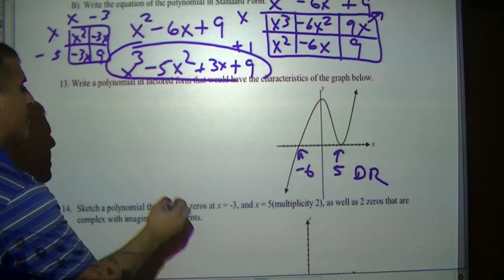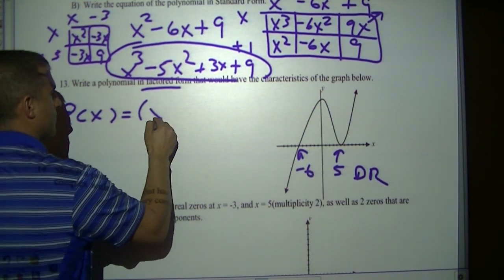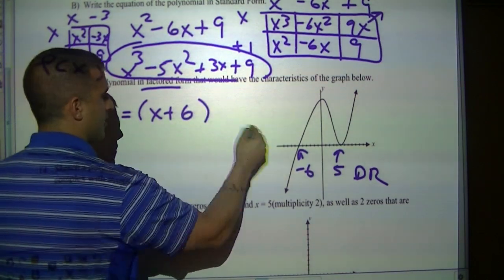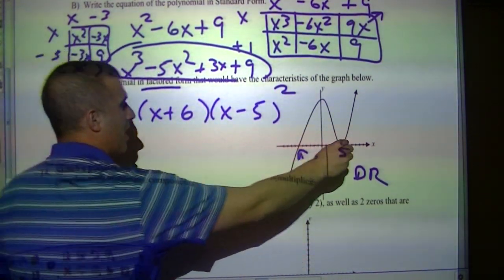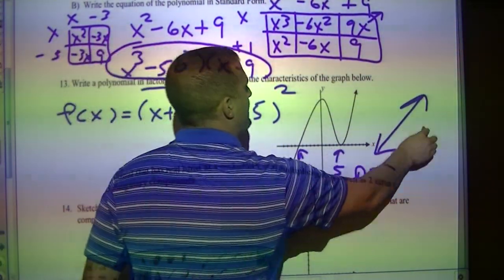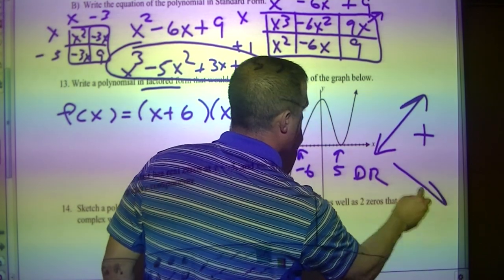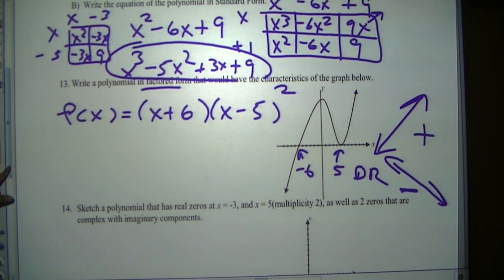Okay. So when I make that polynomial in factored form, x plus 6, x minus 5 squared, because that's a double root. Now, what you have to watch out for, it's not the case in this, but since this is like that, that's positive. If that would have gone that way, I would have had to put a negative out front, so be careful of that.